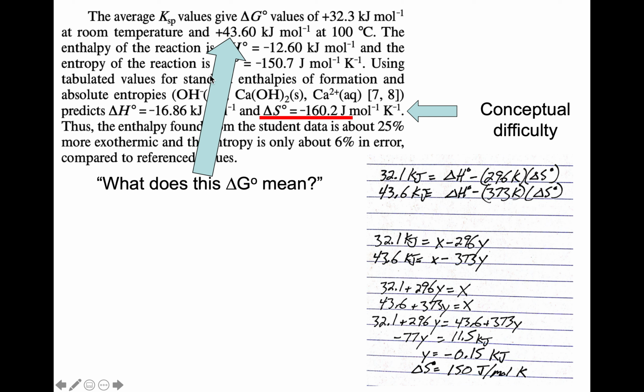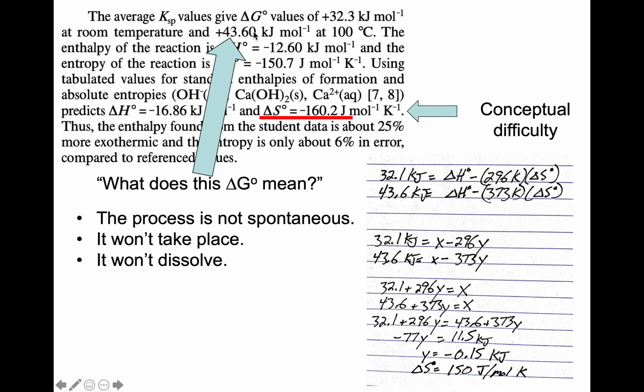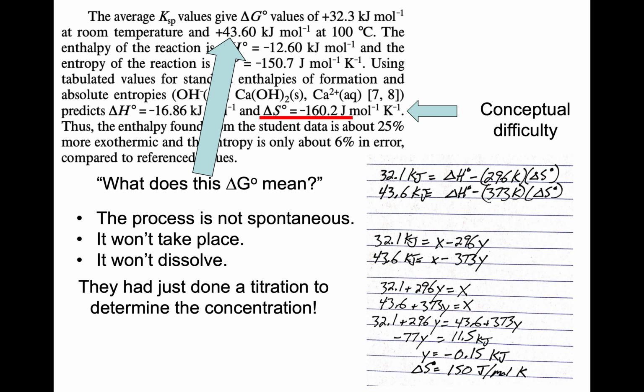We also then began to ask this question, and when I say we, I began to ask this question in lab. Well, delta G naught is positive. What does that mean? And students would say, well, that means the process is not spontaneous. It won't take place. The calcium hydroxide will not dissolve. Now, I found this distressing. They had just done a titration to determine the concentration. They had just done an experiment to tell me what was the concentration of ions in solution. But then they look at this positive value and they say there will not be any ions in solution.